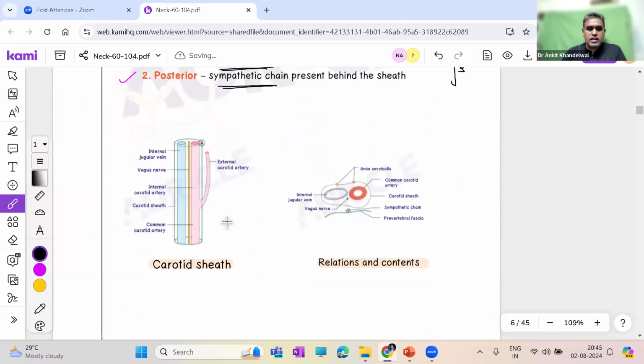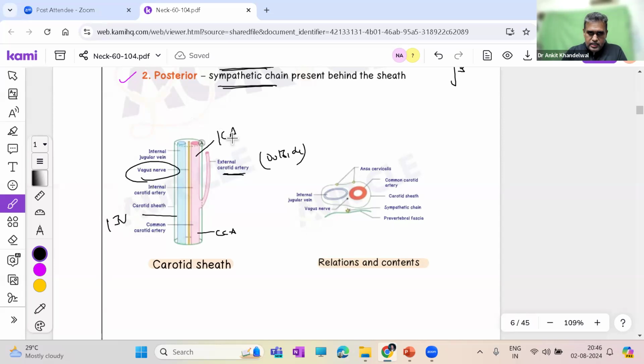These are the images over here for the carotid sheath. Here, look carefully. This is the common carotid artery, and as soon as it bifurcates, you can see the ECA is outside the sheath. Yes or no? This is the ICA, that is inside the sheath. Laterally, we have the internal jugular vein. Between them, you can see this yellow line. That is the vagus nerve. Okay, that is the vagus nerve.